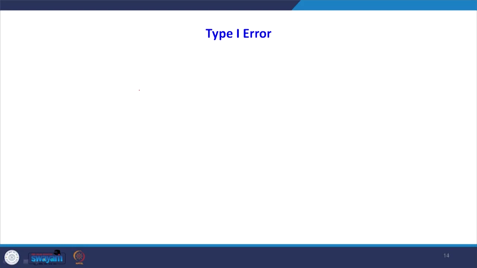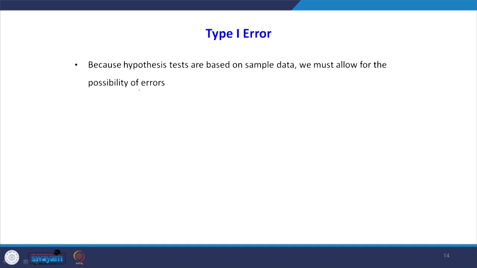So we will go to what is the type 1 error. Because hypothesis tests are based on sample data, we must allow for the possibility of errors. Because the conclusion of the hypothesis test, that is to accept or reject, is based on sample data, there is always a possibility of error. A type 1 error is rejecting H naught when it is true.